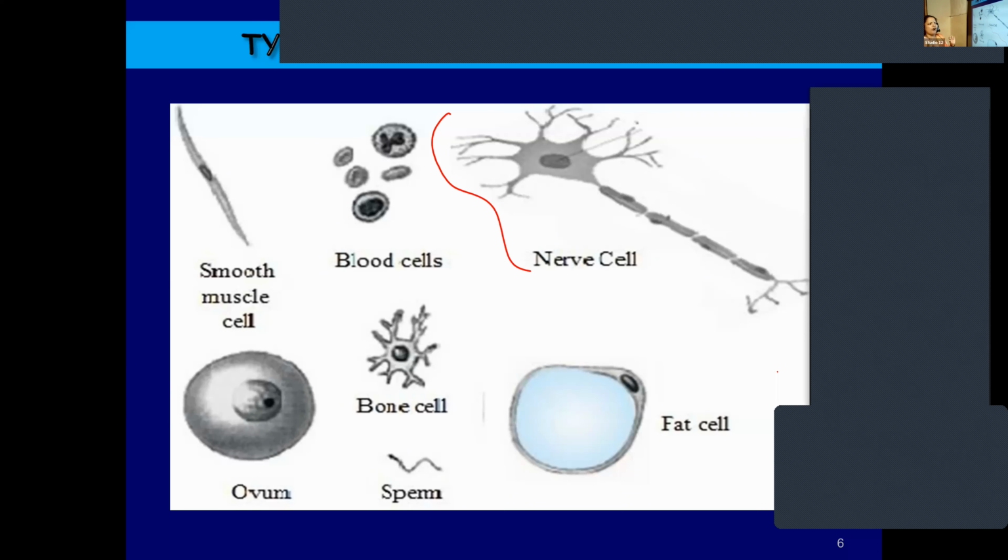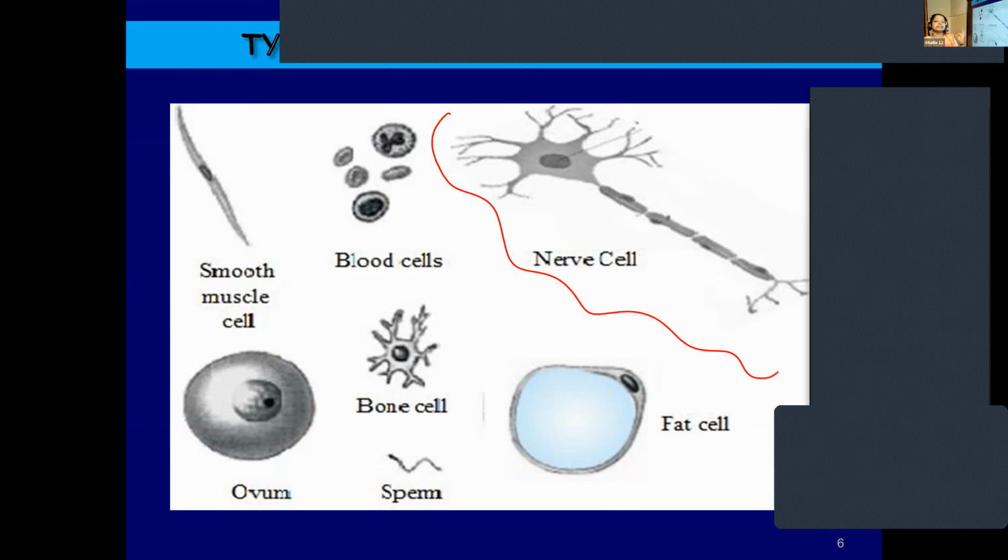If it is very short and small, it cannot carry out that particular function properly. That is, transferring or transmitting of messages cannot be carried out effectively. That is why they are long. Nerve cell is the longest cell in our body. I think that point you've learned last year. It is the longest cell in our body.